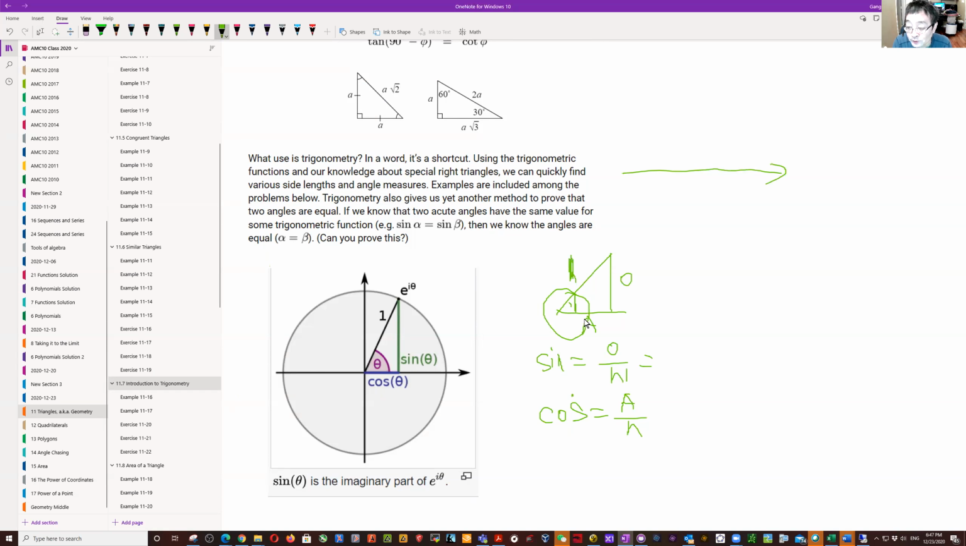Usually I draw just a 3/4 circle. I don't have to draw the full circle. So you can draw something like this. This is 1. This part is sine. This part is cosine. Then if you draw this, this is a tangent.